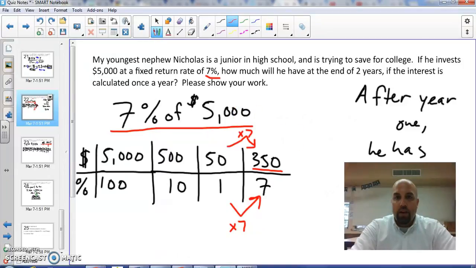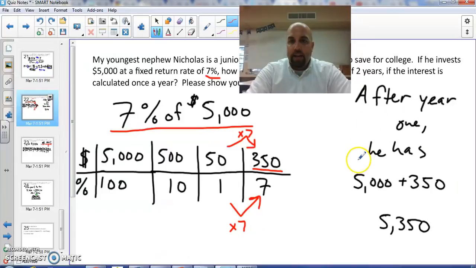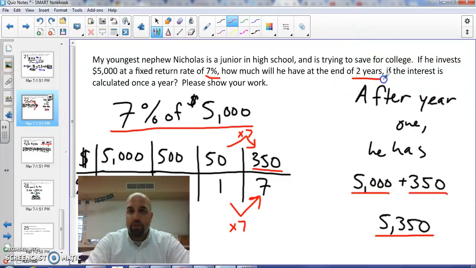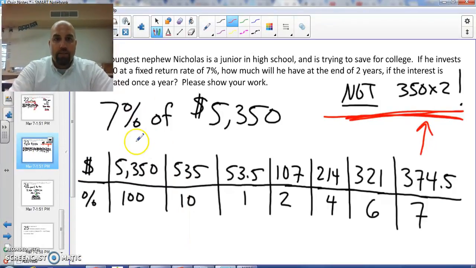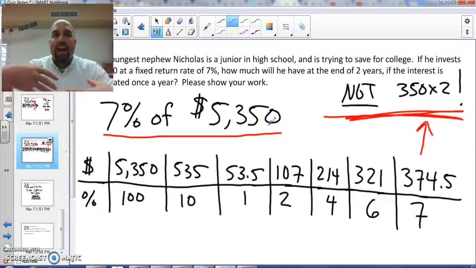After 1 year then, what does my nephew have? He started with 5,000, he made 350, so we're going to add those together. So after 1 year, he has $5,350. But the question does not ask about 1 year. The question asks about 2 years. So we have to do this whole thing over again. This time, I need to find what 7% of 5,350 is. Why? Because I take that money that I made and I reinvest it for another year.